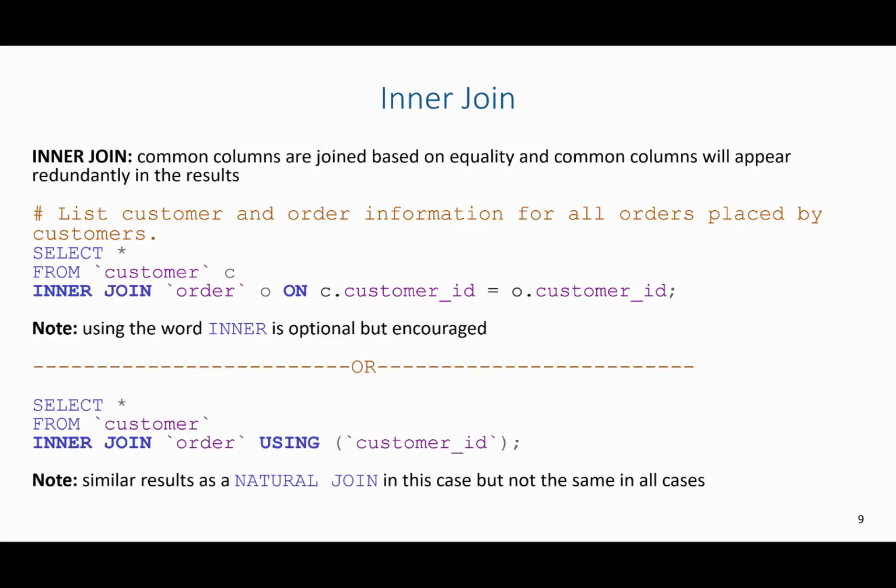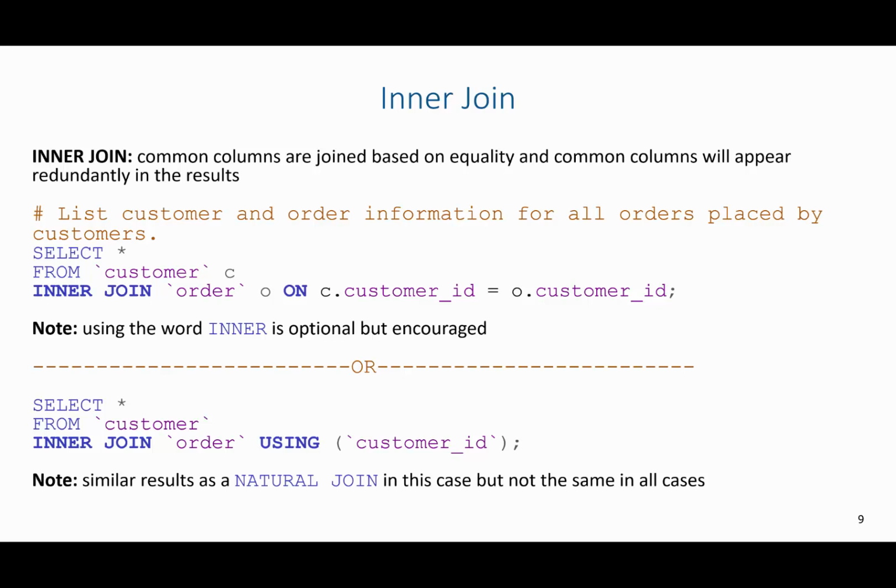Additionally, you can use inner join with the keyword using. Now, if you do not want to specify equality of two columns, you can use using to specify the column that's the same name that you're going to join between those two tables. So for example, if I say select star from customer inner join order, I can just then say using customer ID because both the customer table and the order table have a customer ID.